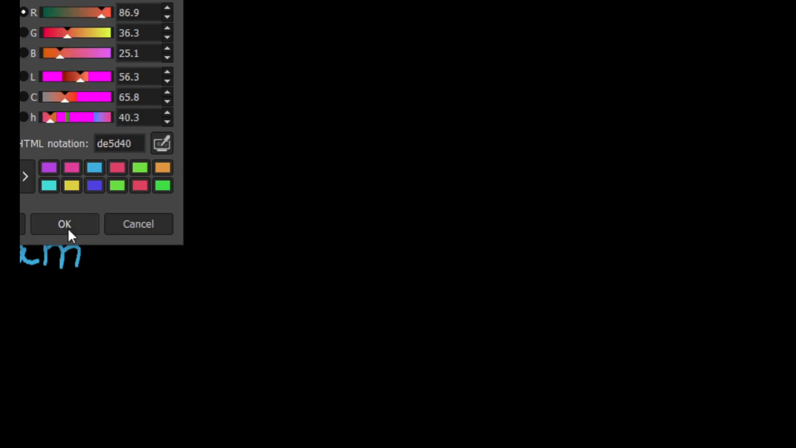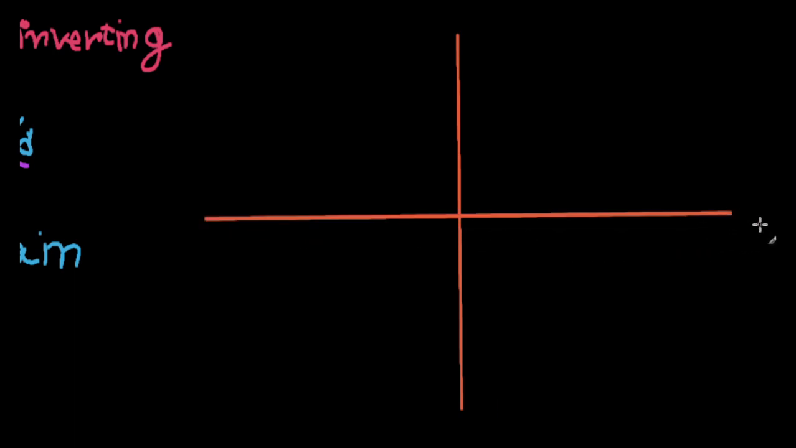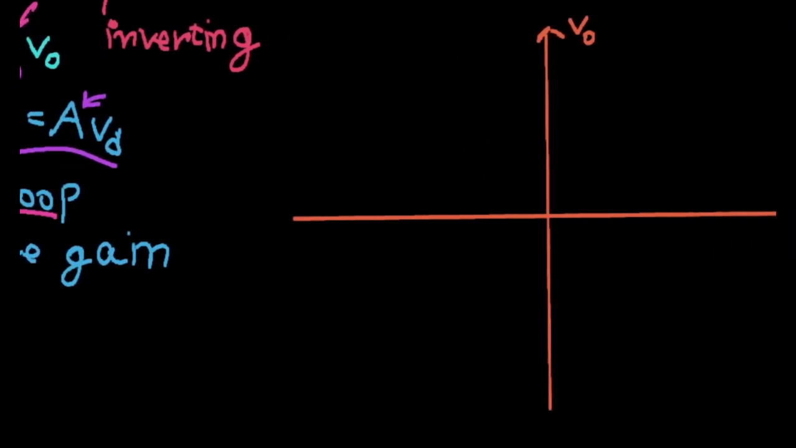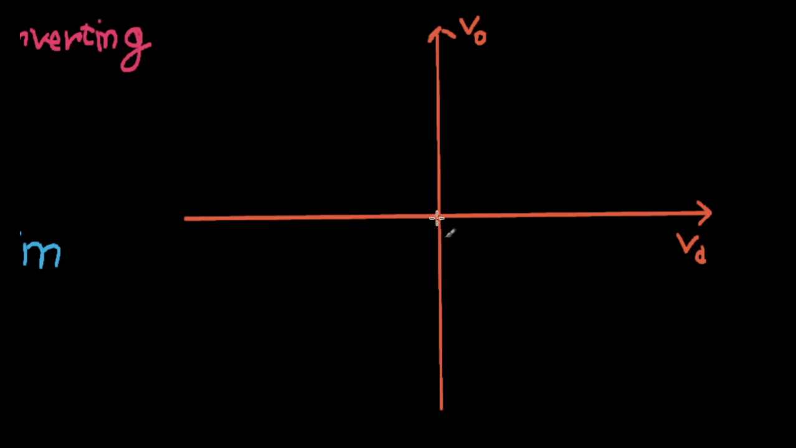We won't go into the mechanism exactly, but let me try to draw some axes. So if this is your v sub 0, and this is your v sub d, you have your origin, 0 comma 0, here. It is true that in the neighborhood of the origin, up to a certain portion, this is in fact linear, a positive sloping straight line, as expected.